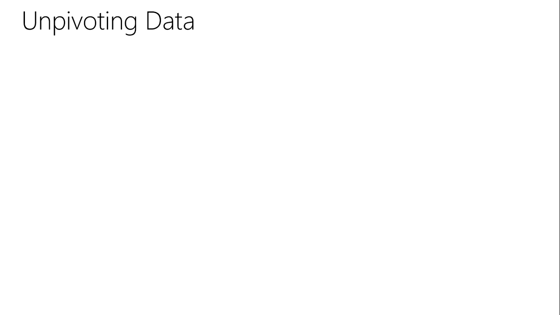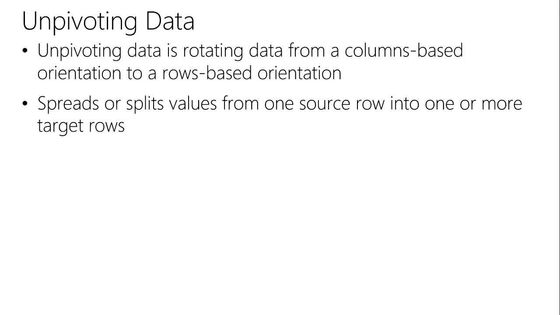Now the converse of that, having pivoted the data, the obvious question is, well, can I get it back to how it was? Can I unpivot it? And there's a qualified yes is the answer to that. To a certain extent, I can get it back in the sense that I can re-rotate the data from being pivoted with those columns back to being row-based. That's fine. And it will split or spread the values from the row source across into the target rows.